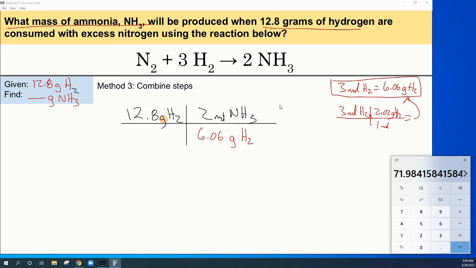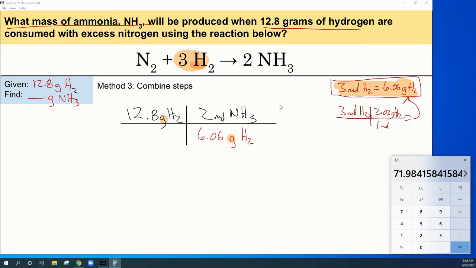So to make my units match, I'm going to change that. I'm just going to rewrite that as 6.06 grams of hydrogen. Now, if my unit at this point were to find moles of NH3, this would be my work and I would be done. Notice how my units now match. All I did was change the 3 moles of hydrogen into the same value, but as grams.